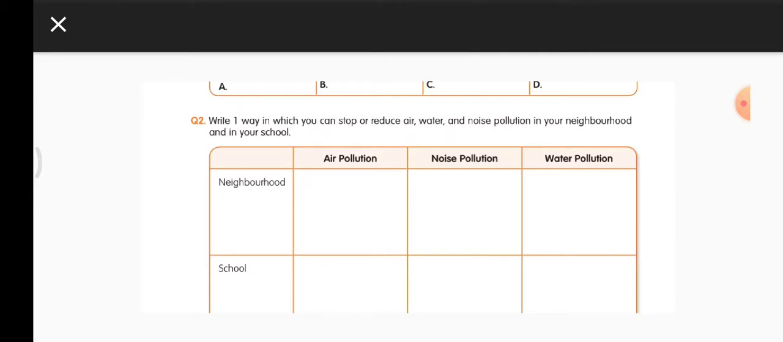In the neighborhood, water pollution, what can we do? We should ask people not to dump garbage into the water bodies. In school also, we should see that the water is kept clean and pure, right? So this is the second question.